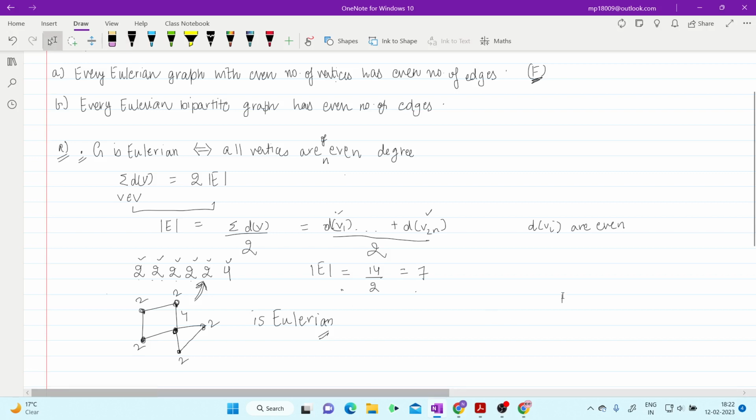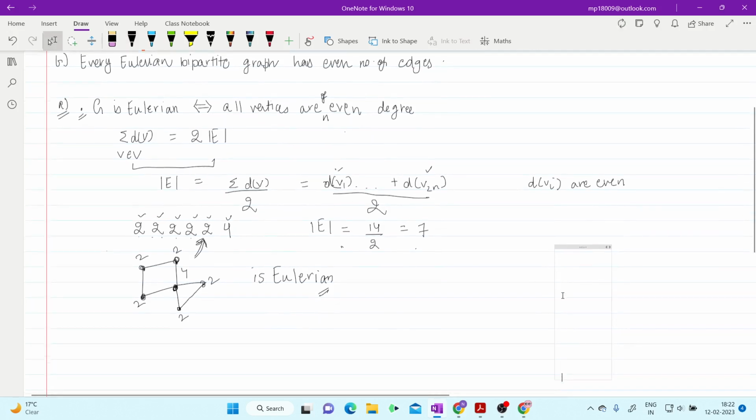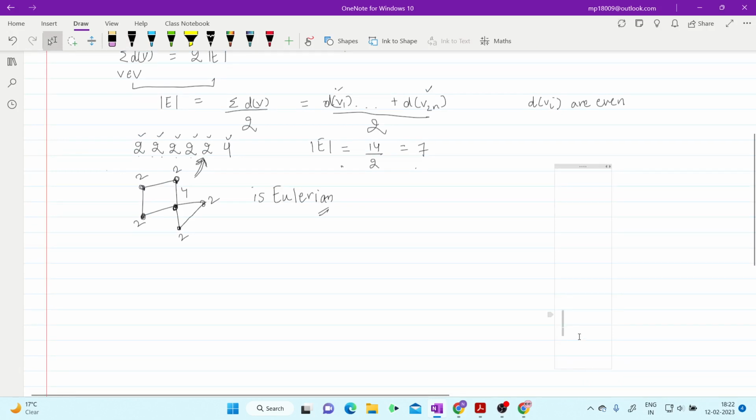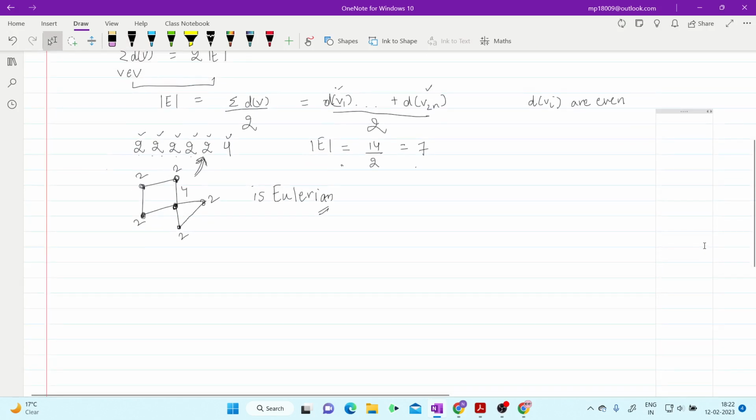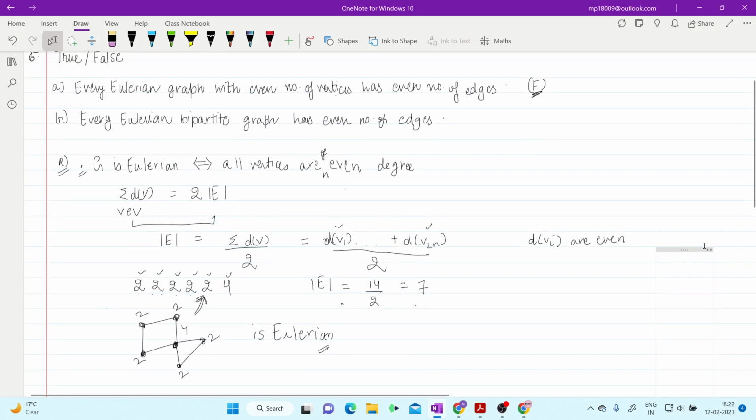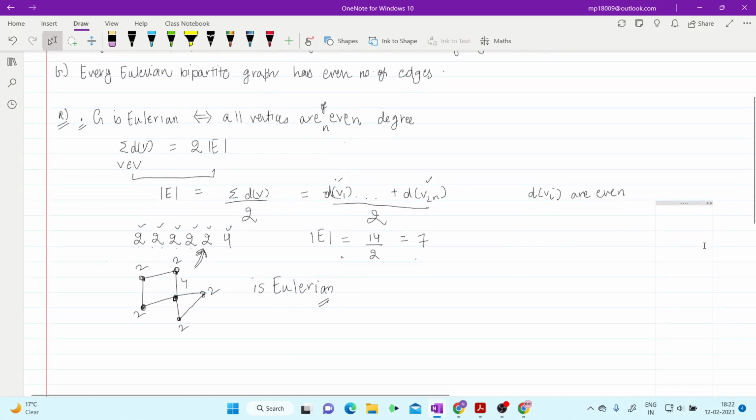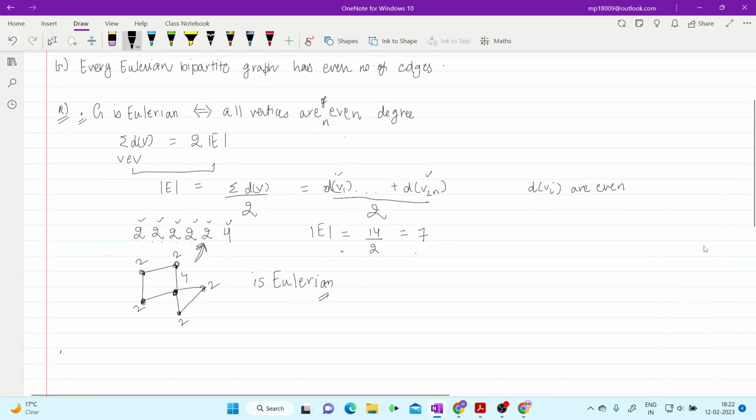Now let's look at the second statement. The second statement says that every Eulerian bipartite graph has an even number of edges. What do you think about that? Is it true for an Eulerian bipartite graph?